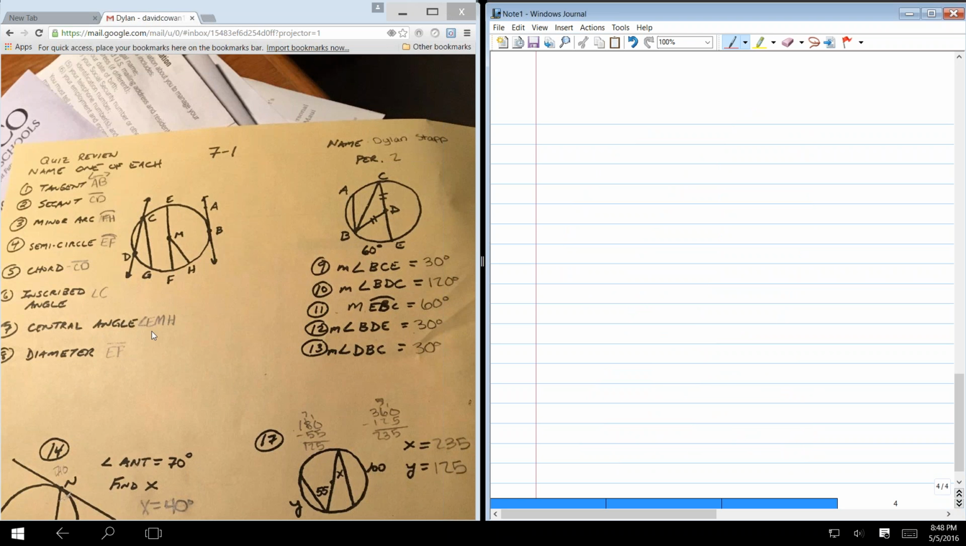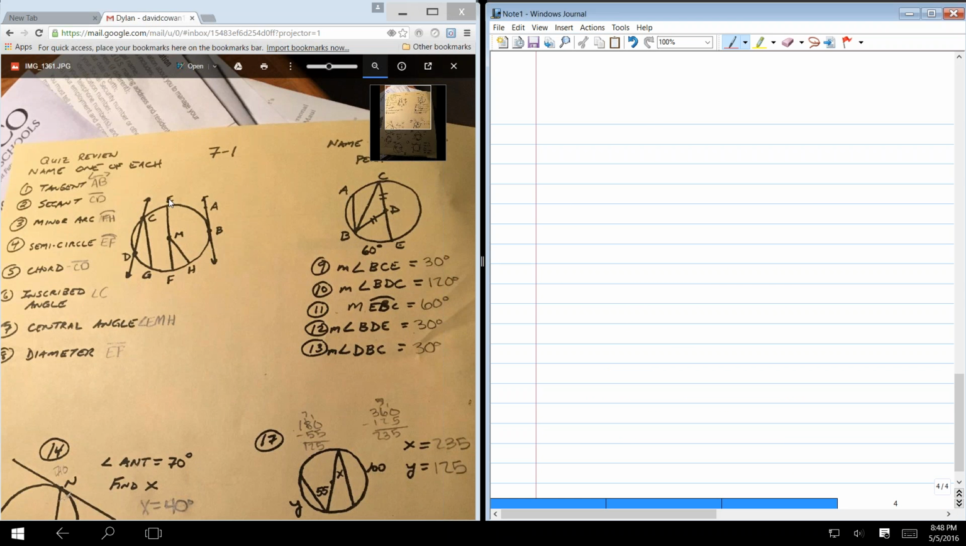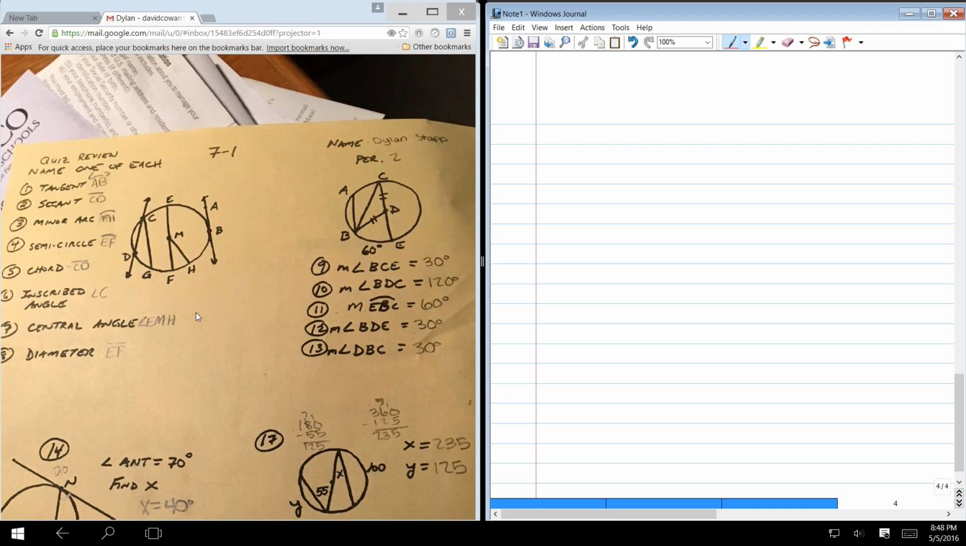EMH. That's correct. Notice the middle letter is the vertex of that angle. You started at one end. Central angle is, what's another central angle? Another central angle would be FME. That actually is also a central angle, but it's a 180-degree central angle.